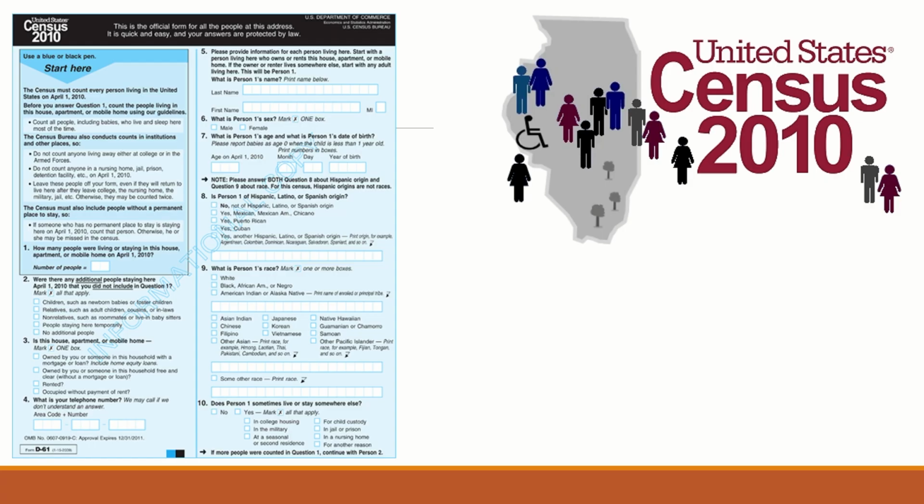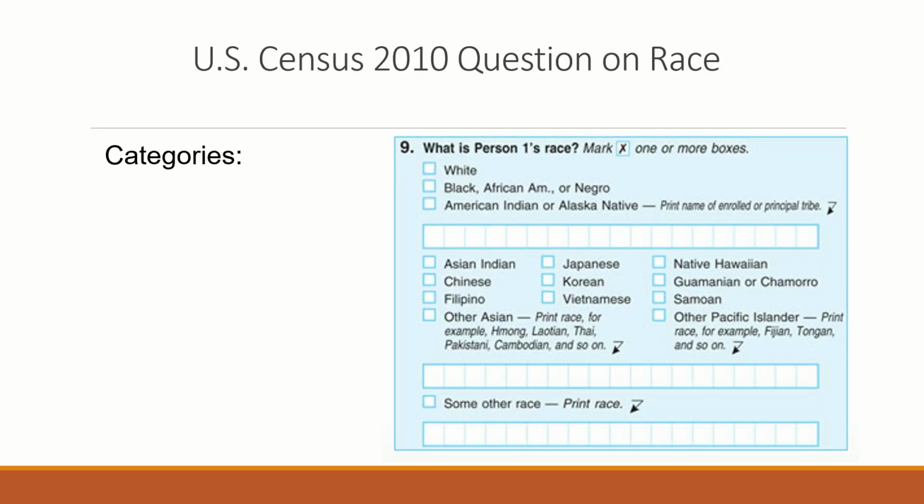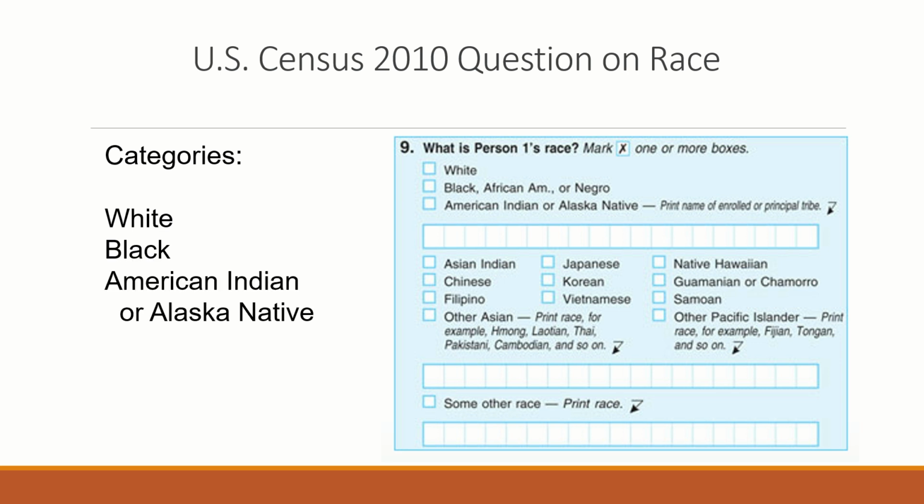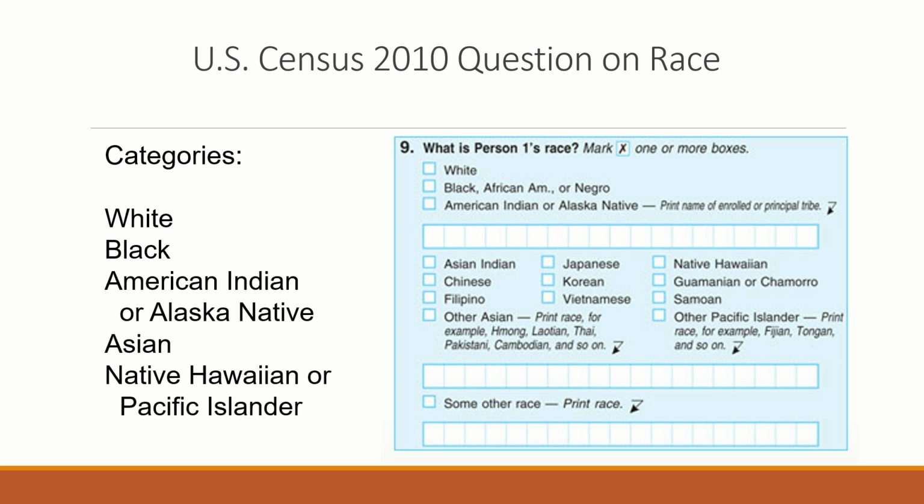Here's an example of the U.S. Census survey. Maybe some of you have seen it. I think probably some of you have. Here's the part on race, what it looks like. Categories in 2010, which is basically the same now in 2020, are white, black, American Indian or Alaska Native, Asian, Native Hawaiian or Pacific Islander, and then other.